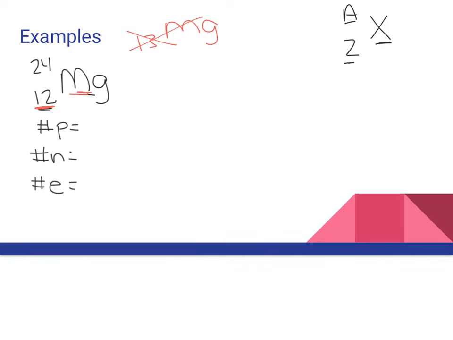From this information, the number of protons is always going to be equal to this bottom number, and in this case, there are 12. A magnesium atom will always contain 12 protons in the nucleus.